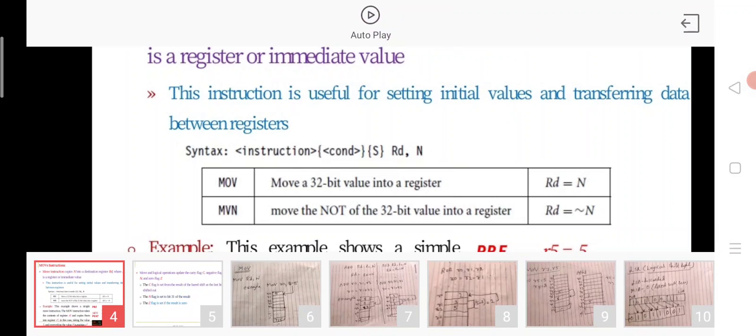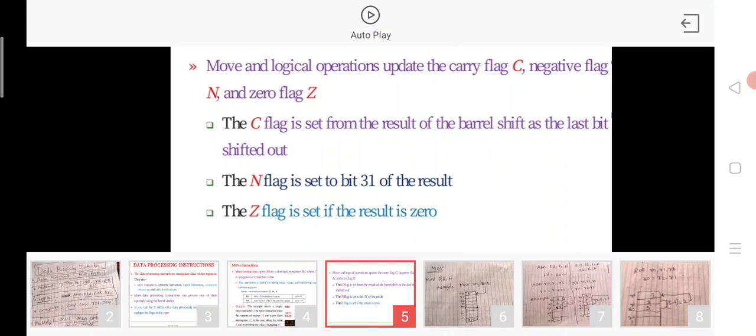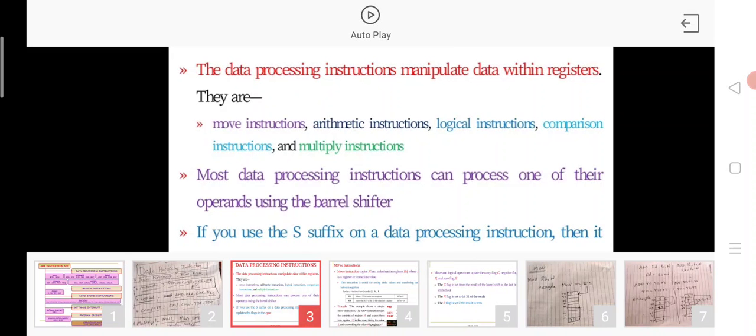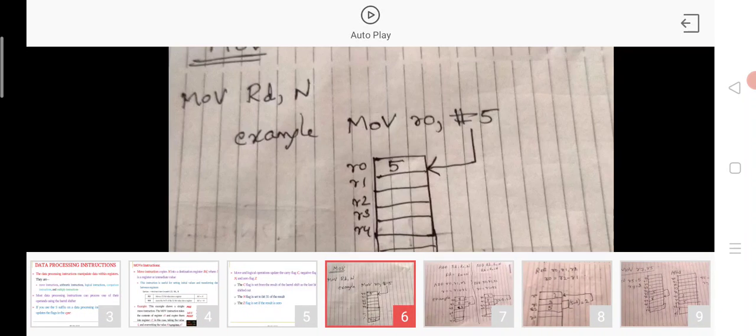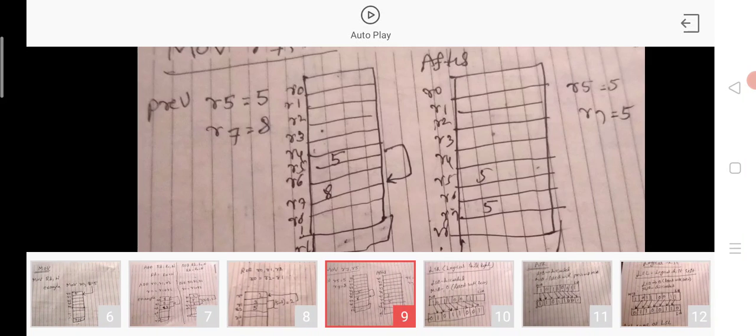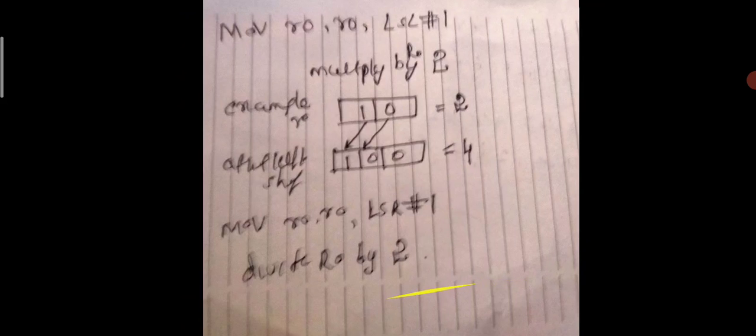Next, if you add S to move, MOVS, the flags also get affected: the carry flag, zero flag, and so on. These things I had clearly explained in the last class. I was explaining about add also. I had explained logical shift.